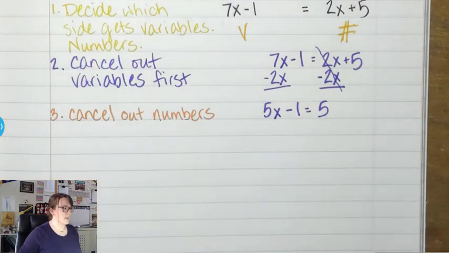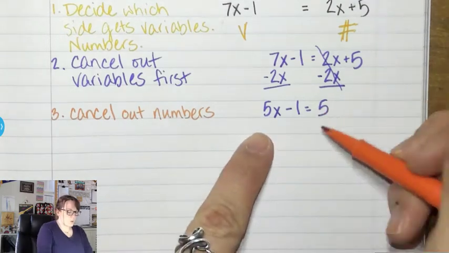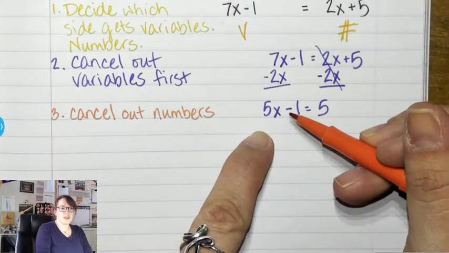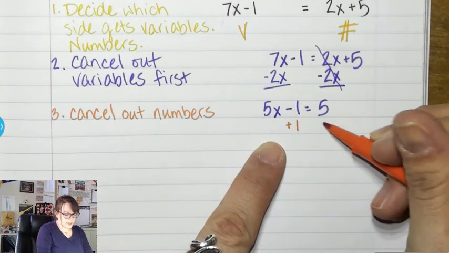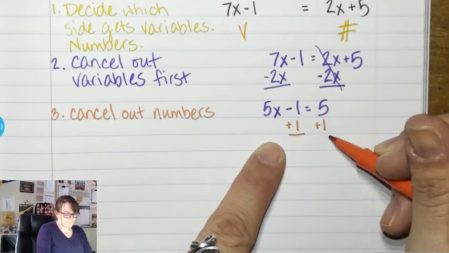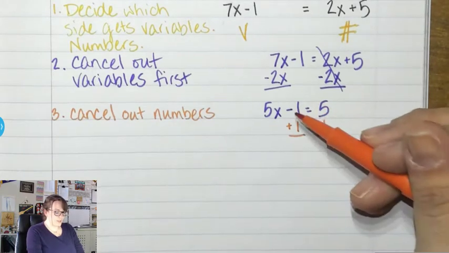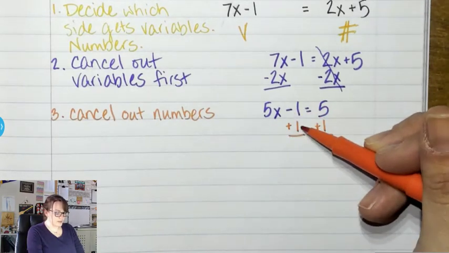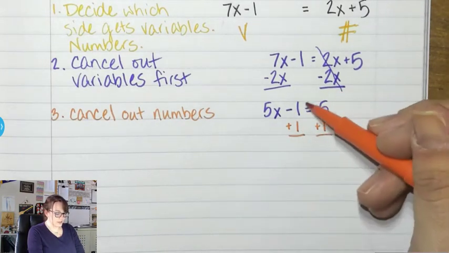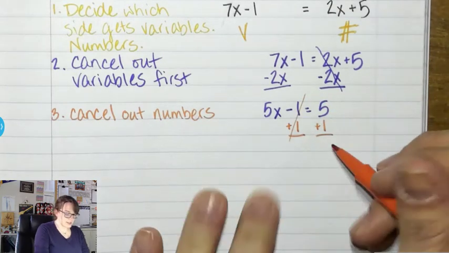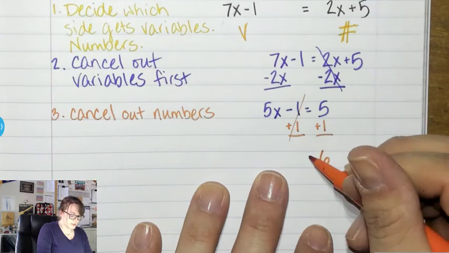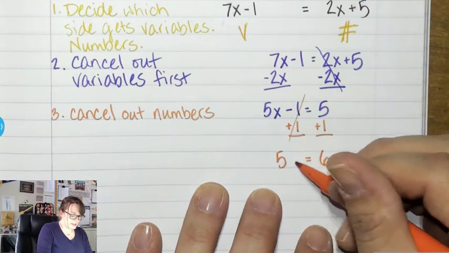That was the 8th grade math portion. Now it's 7th grade. So what is the opposite of a negative 1? Positive 1. So I'm going to positive 1 both sides. Negative 1 plus 1 is 0, so cancel. And 5 plus 1 is 6. So now I have 5x equals 6.